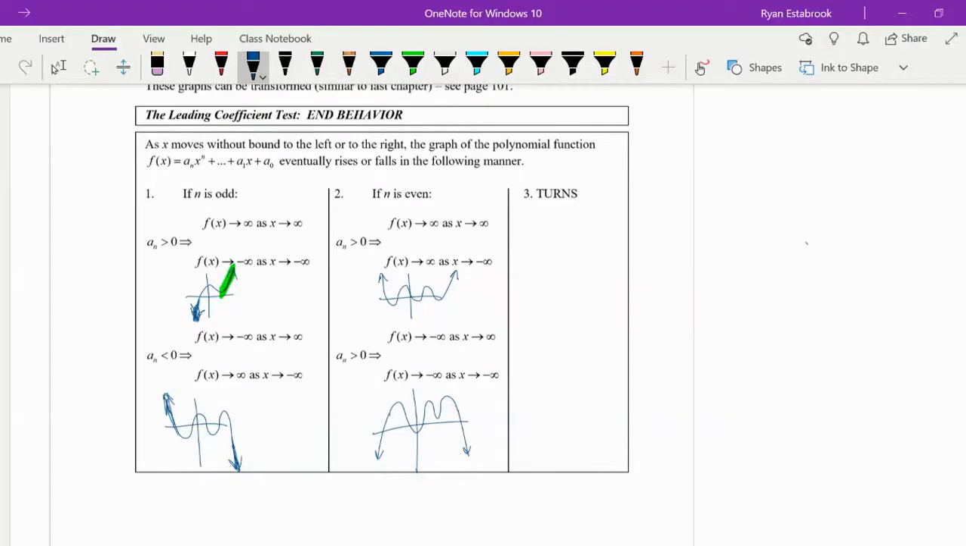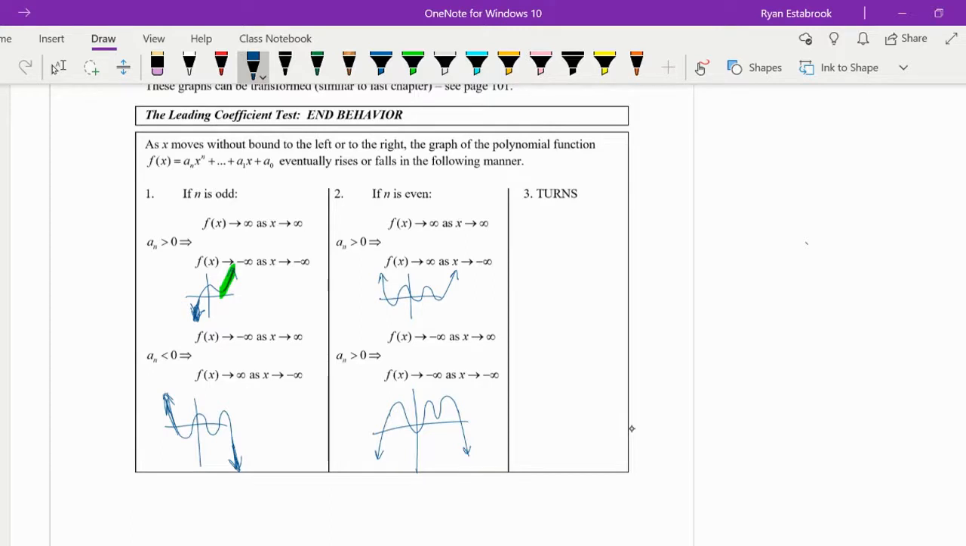Here in a little more detail, if n is odd, if the largest exponent is odd and our leading coefficient is positive, then as x goes towards the right, f of x goes towards positive infinity. As x goes towards negative infinity, or to the left, f of x goes towards negative infinity. So with the end behavior, we're going to be looking at the function going in opposite directions. Keeping with that theme, if the leading coefficient is negative, then as x goes to the right, f of x goes down. And as x goes to the left towards negative infinity, f of x goes up.